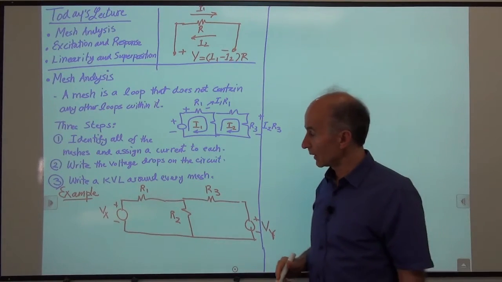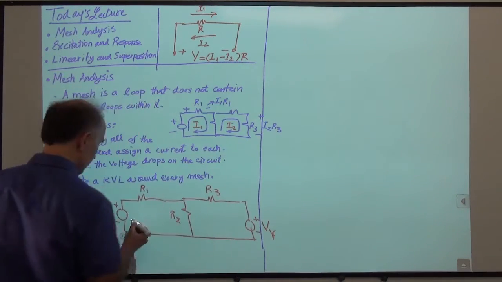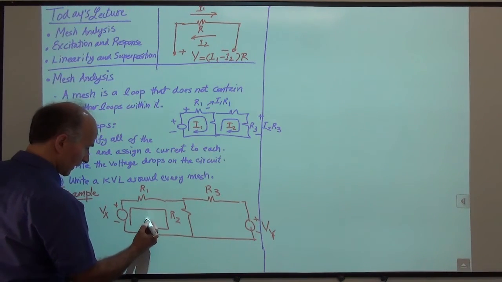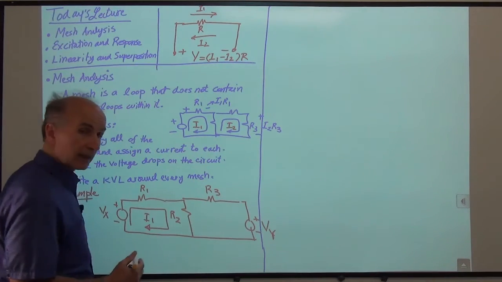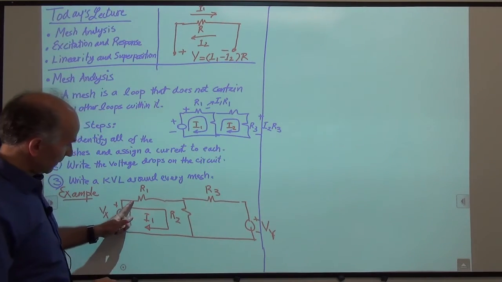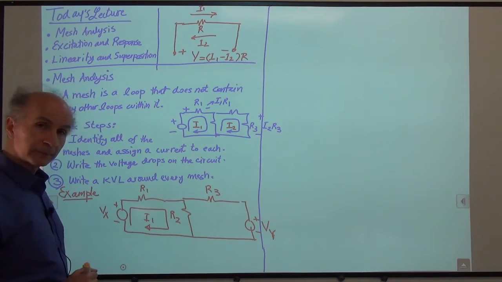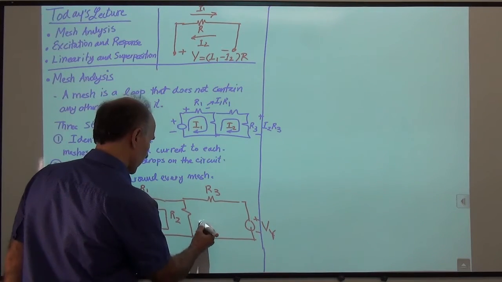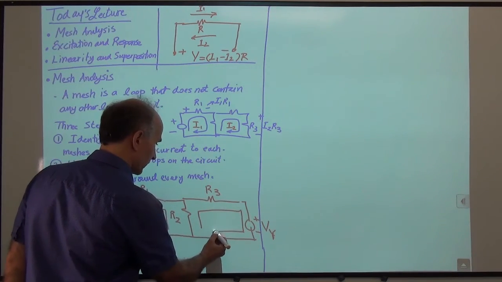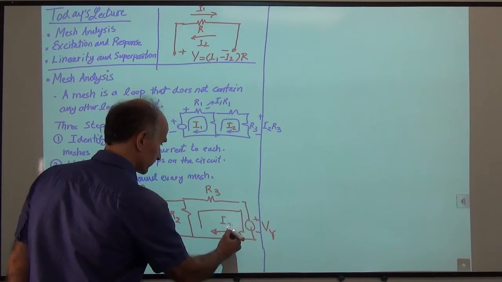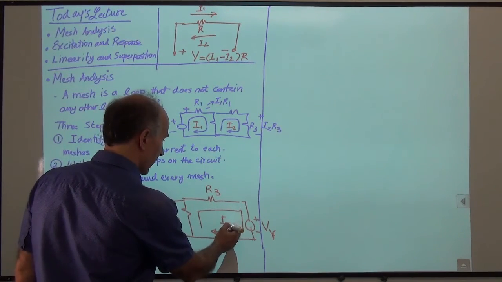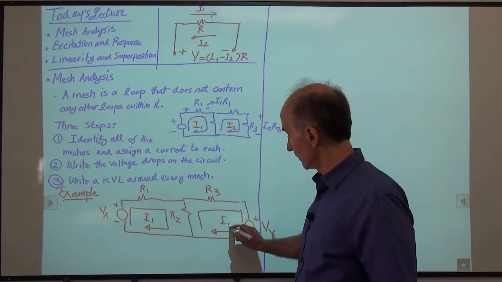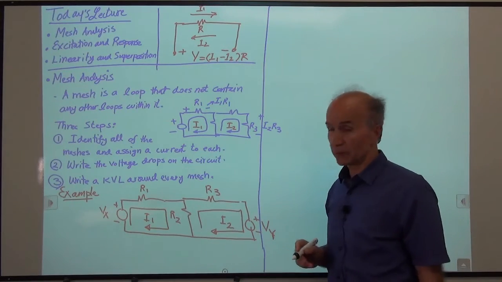Okay, so we mark these. So let's mark this very carefully. We say this is a current of I1 flowing clockwise, starting from here, going through this, coming back. All right, and then we assign another current to this mesh. Again, we can make it clockwise or counterclockwise, it doesn't matter. So I2. And now that we have two currents, we are done with step number one of the analysis, and we can go to step number two.